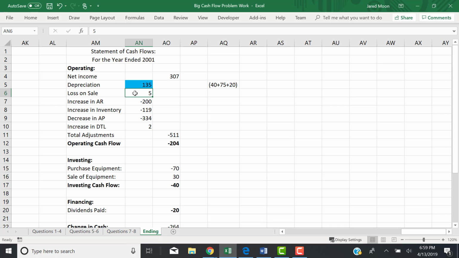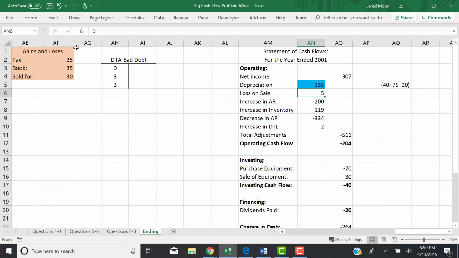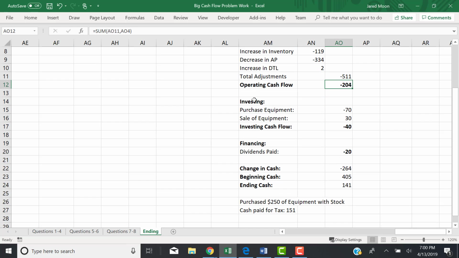The loss on the sale, the financial accounting, the book, had a loss on the sale of the $35. Remember over here, tax book, we had the book of 35, sold it for 30, we had a loss. We have to add that back because that wasn't a cash event. Or actually, sorry, it wasn't an operating event. It happened down here in the investing. Increase in AR, all of these things are just from the balance sheet, increases and decreases in assets and liabilities. The adjustments here, and then you add the operating cash flow.